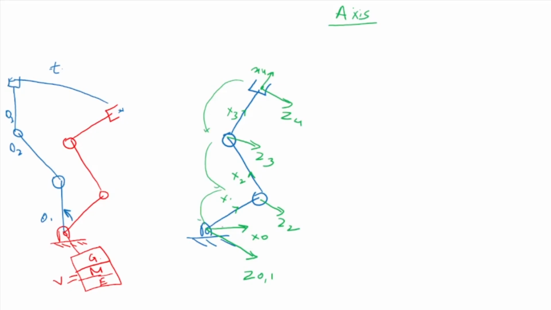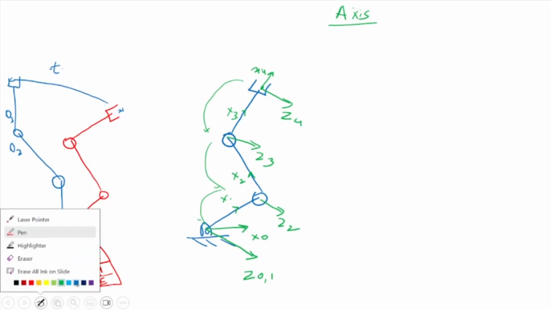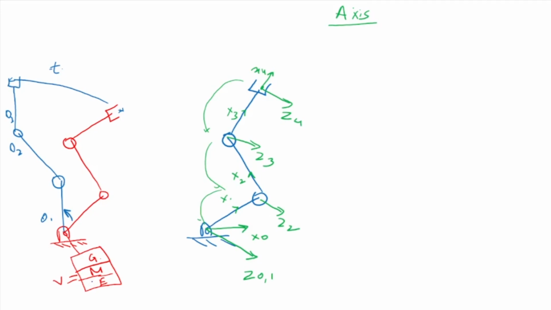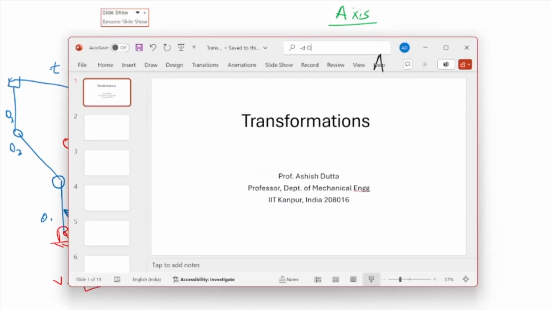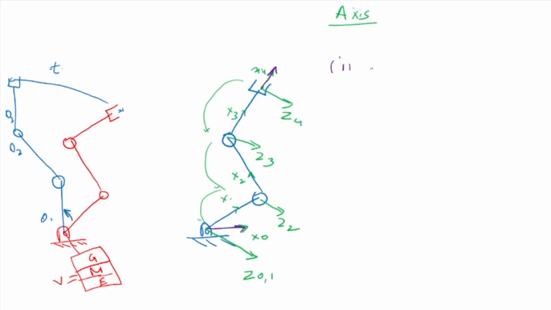Now let me look at the relation between the fourth and the zero frame. What we see here is that the fourth frame has an X4 which is in that direction, and X0 is in this direction. So there's an angle between the axes. The first thing that we see is that there is an angle between the axes.